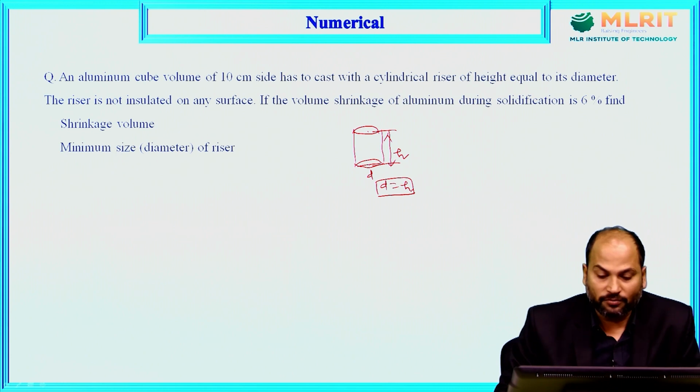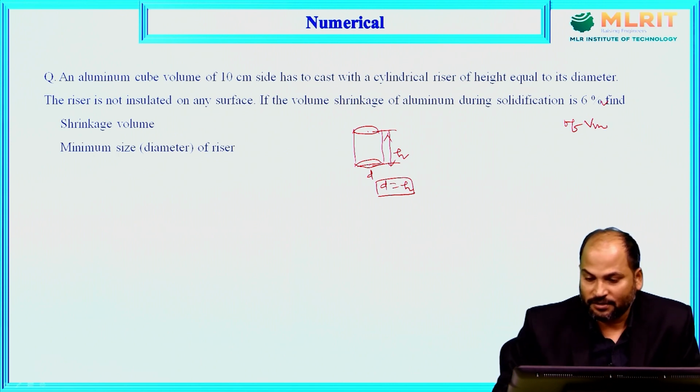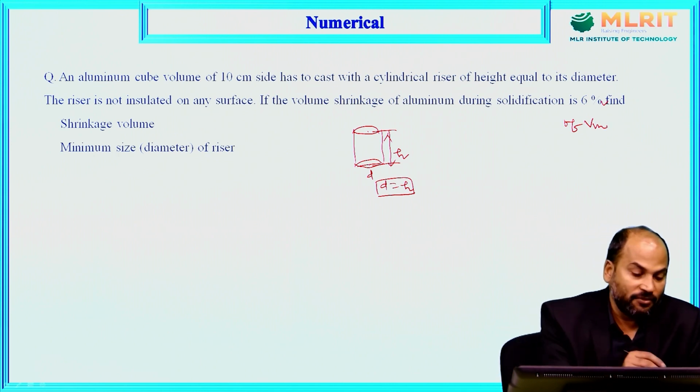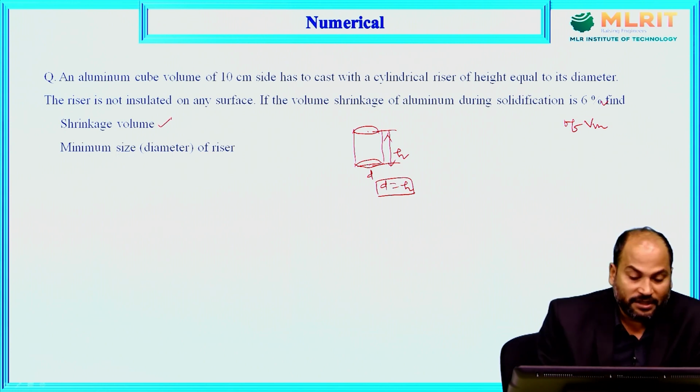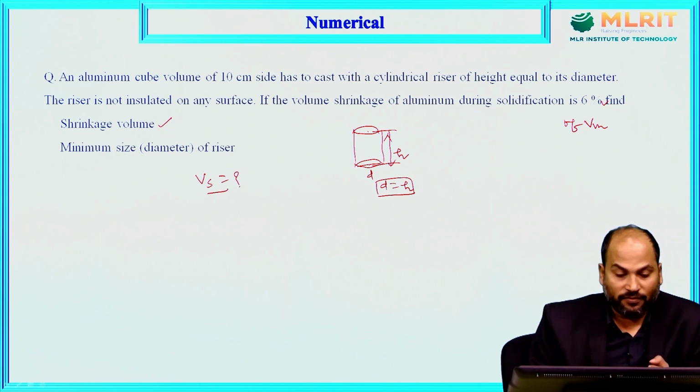If the volume shrinkage of aluminum during solidification is 6%, then find the shrinkage volume. This is 6% of the mold volume. So first we have to find out the shrinkage volume, that is Vs. Our first requirement is to find Vs. So how to find this Vs?